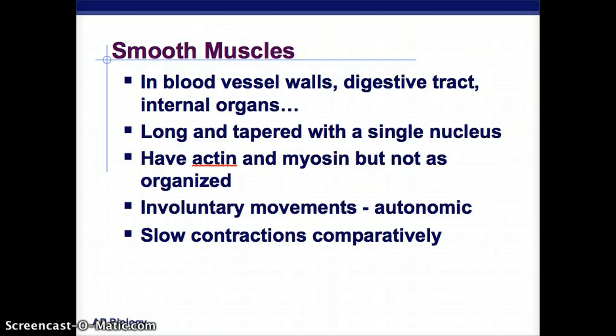Alright, so that's all the skeletal muscles. Okay, for smooth muscles and cardiac muscles, you just need to know the difference. Smooth muscles are in blood vessel walls or digestive tract or your internal organs. They're long and tapered, so they come to a point, and they have a single nucleus per cell. They have actin and myosin, but they're not nearly as organized, which is why they look smooth. They perform involuntary movements, so they're controlled by your autonomic nervous system, and comparatively, they have slow contractions.